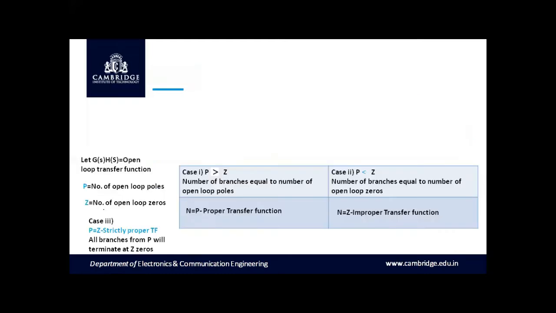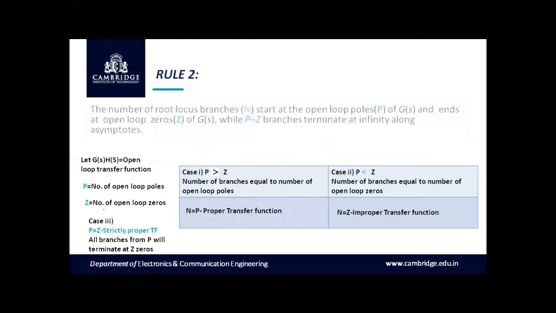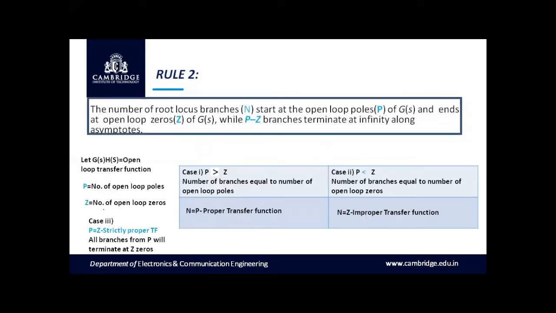Let us define rule number 2, which states that as k increases from 0 to infinity, the root locus branches start at the open loop poles of G of S and end at the open loop zeros of G of S, while P minus Z branches terminate at infinity along the asymptotes. Let us first justify the statement, then prove it.